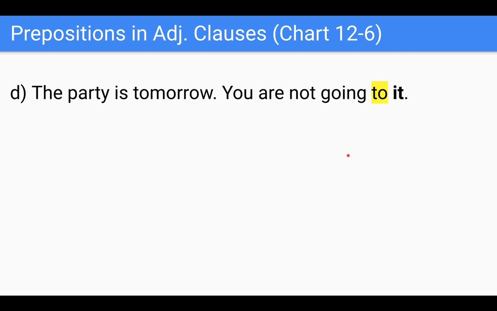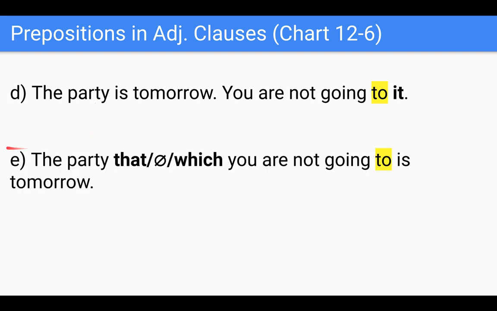Okay, so let's look at two examples. The party is tomorrow. You are not going to it, of course, because of coronavirus. So here, to is the preposition, and then it is the object. And in this example, what does it mean? It means the party. So we can combine these two to say something like the party that or which you are going to is tomorrow. So we change this sentence to an adjective clause and put it after party.